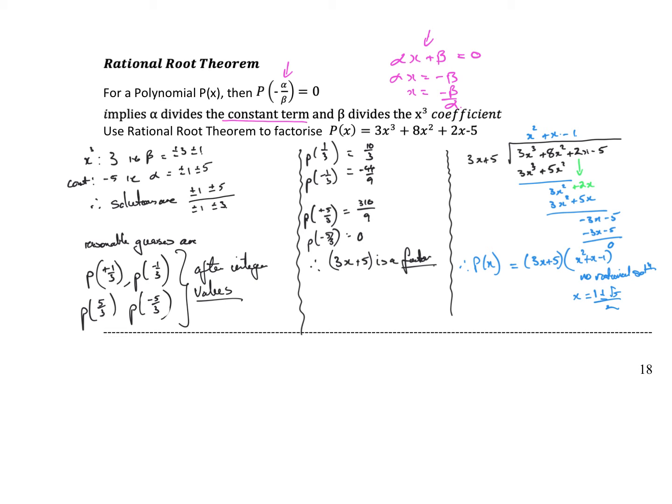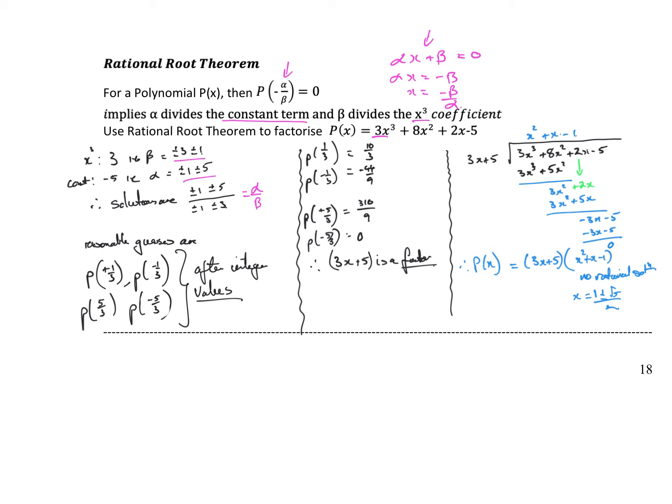All right. Now, where do the alpha and the beta come from? Alpha actually divides the constant term, so it's a factor of the constant term. Beta is a factor of the x cubed coefficient. So that's the combinations that we could be looking at. All right, so let's have a look at this one. The x cubed coefficient is 3, which means beta could be plus or minus 3 or plus or minus 1. The constant is negative 5, which means alpha could be plus or minus 1 or plus or minus 5, which means my solution of alpha on beta could be, well, alpha could be 1 or 5 and beta could be 1 or 3.